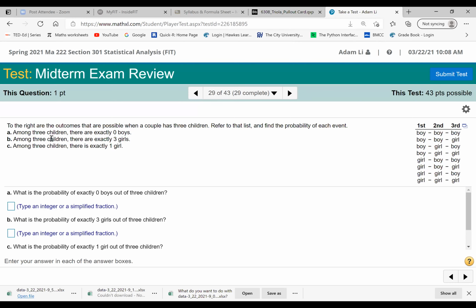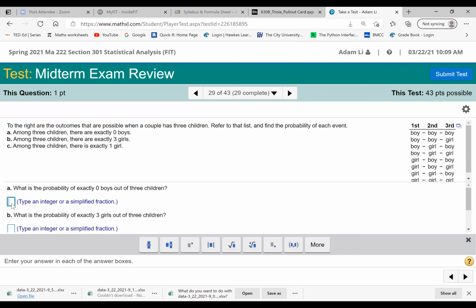So among all 3 children, exactly 0 boys. 0 boys means all girls. So girl, girl, girl. That's only one outcome out of a total of 8 outcomes. So 0 boys will be 1/8.